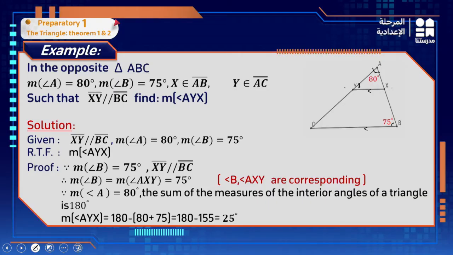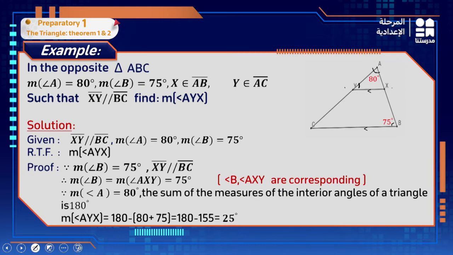The given, I'm going to rewrite everything written or given in the question. XY parallel to BC. The measurement of A is 80. The measurement of B is 75. The required to find here, not required to prove, required to find: we need to find the measurement of AYX. And the proof. Let's start it.